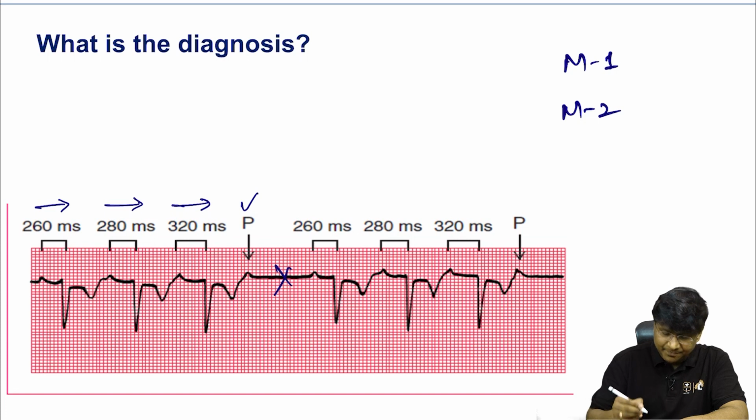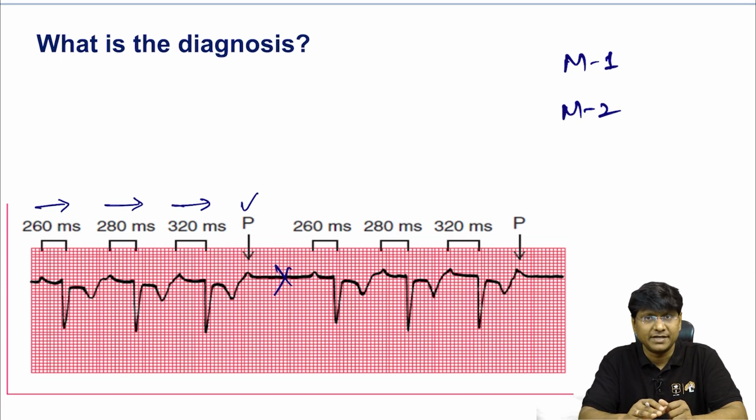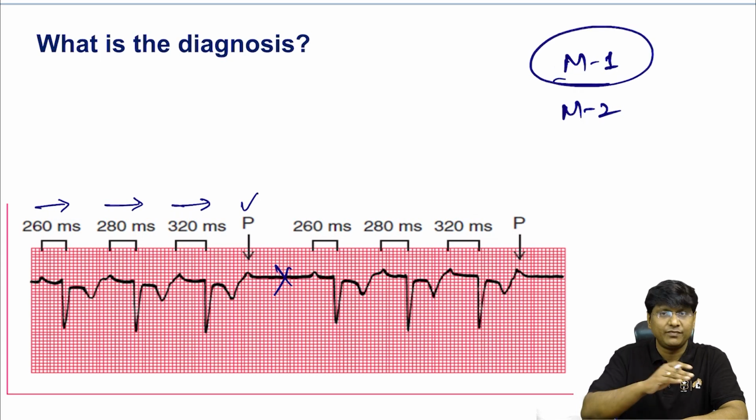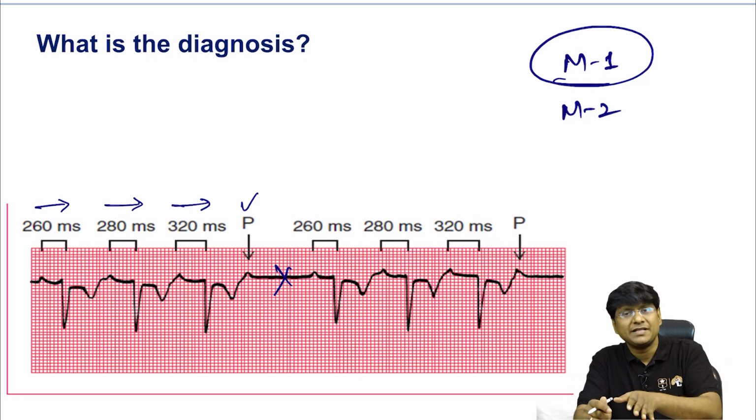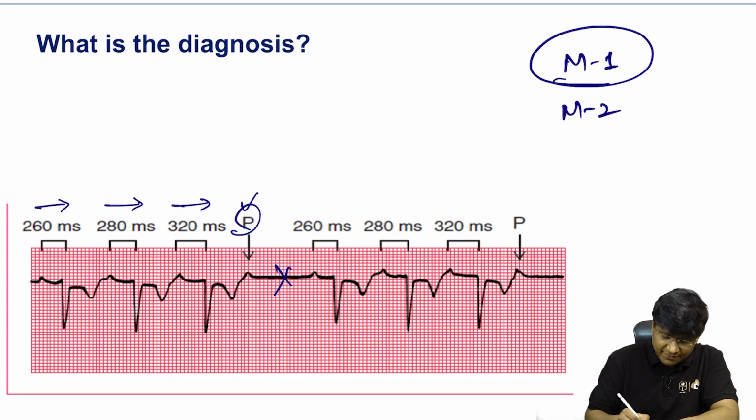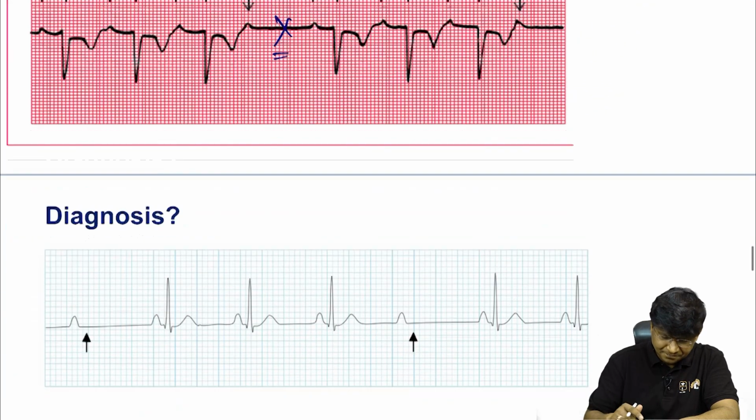You have a P wave and then there is a drop in the QRS complex. That is Mobitz type 1 AV block, where there is progressive prolongation of the PR interval and there is a drop in the QRS complex. That means you have a P wave and you don't have the QRS complex.